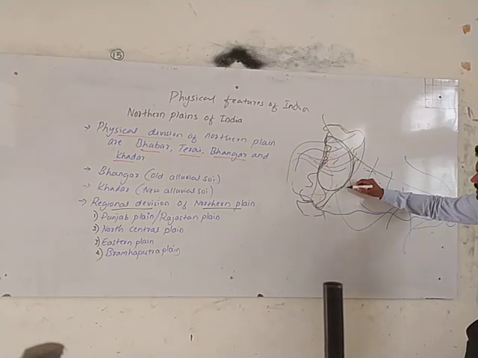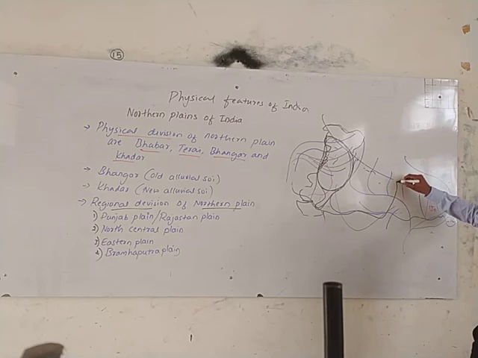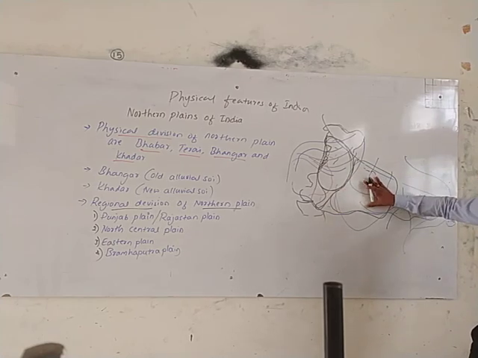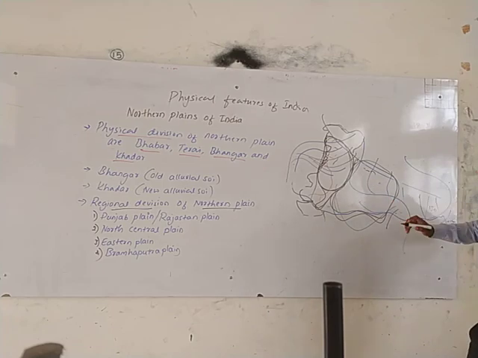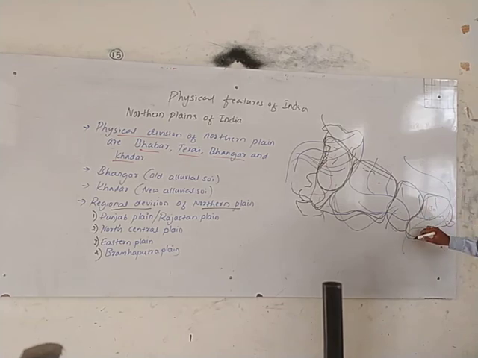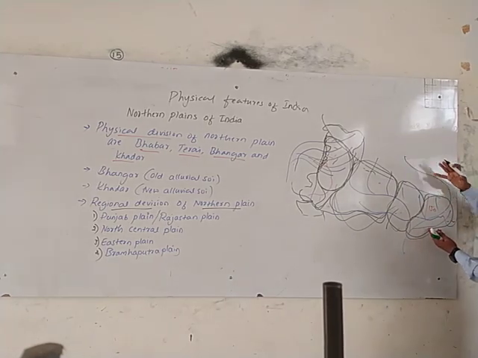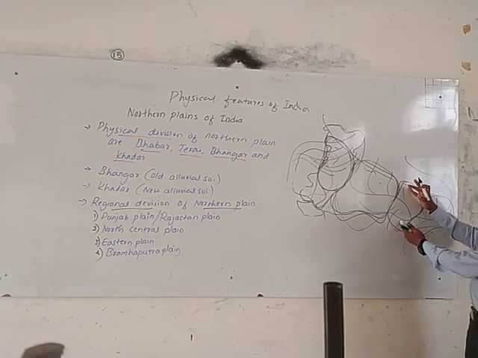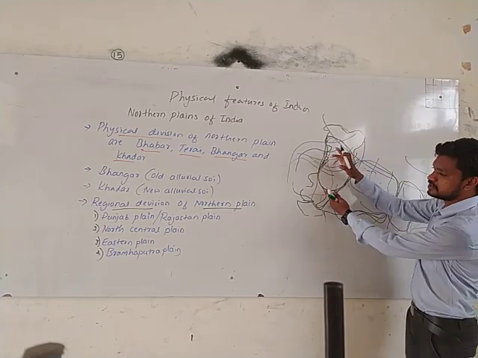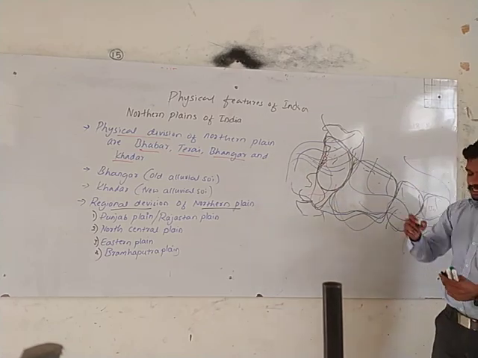This central plain is formed by the deposition of the Ganga river. And then the eastern plain. And here we have the Brahmaputra plain, which is created by the river Brahmaputra and its tributaries. So here we have the eastern plain, the central plain, and the Punjab, otherwise Rajasthan plain.